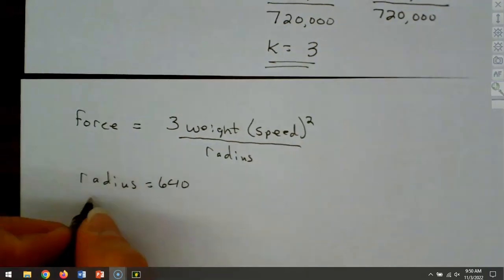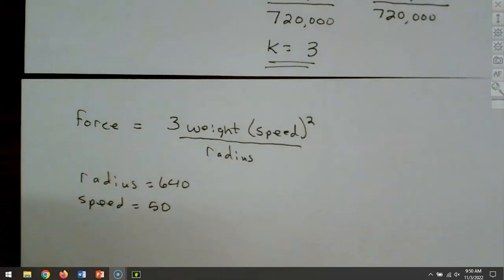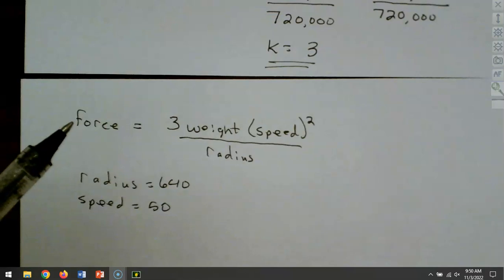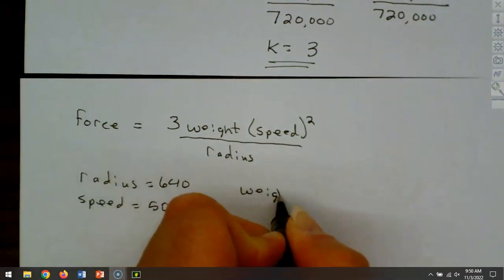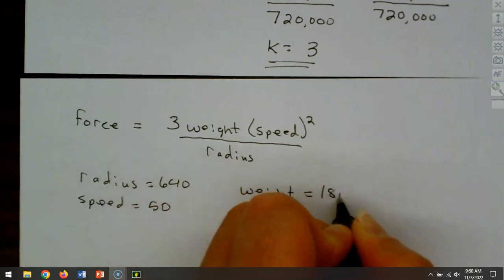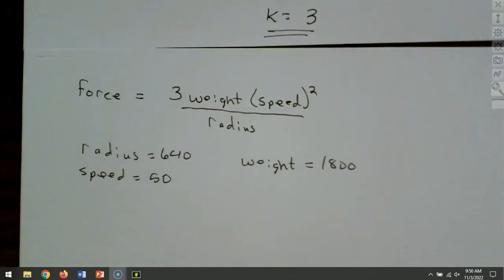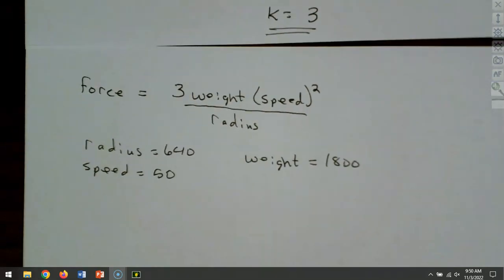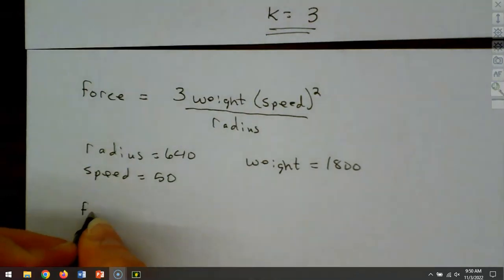Speed of 50 miles an hour. And let's see. Same car, so that weight is still going to stay the same. That weight is still going to be that 1,800 because it's the same car. They don't give you the weight, but they say it's the same because it's the same car. So now we're going to plug it in, and we're going to see how much extra force is going to be needed to apply.